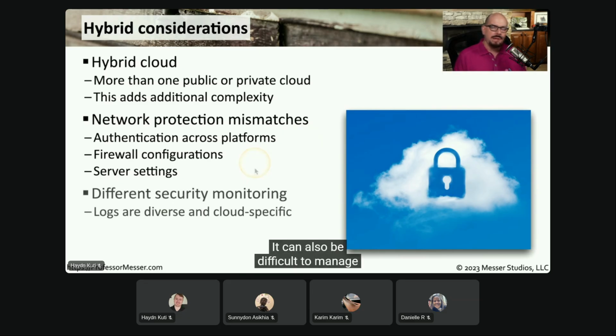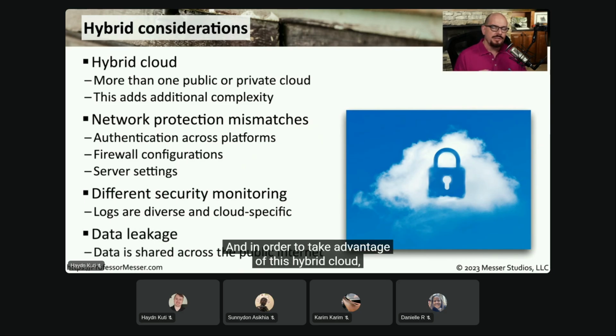It can also be difficult to manage security and other logs between these different providers. Each provider writes a different type of log with different terminology, and it may be difficult to combine those together to see what's going on. And in order to take advantage of this hybrid cloud, it may be perfectly normal for data to constantly be transferred from one cloud provider to the other. Each time this data is sent from one provider to another, it's traversing the public internet. So you have to make sure that all of your security settings are configured to protect that data in transit.